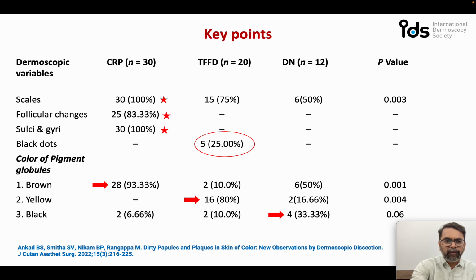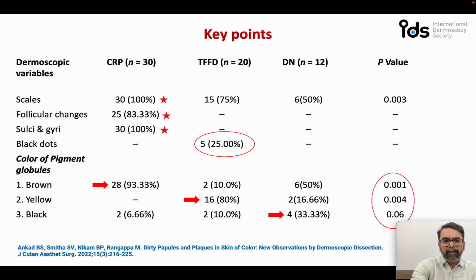This is because in CRP the brown color is due to acanthosis and pigment in the epidermis, in TFFD the yellow color is due to serous discharge, and in DN the black color is due to stacking of stratum corneum and debris.